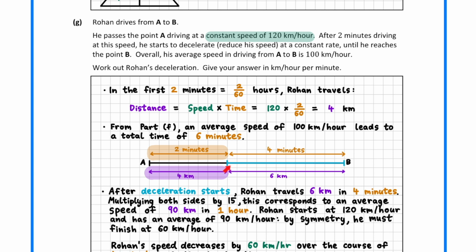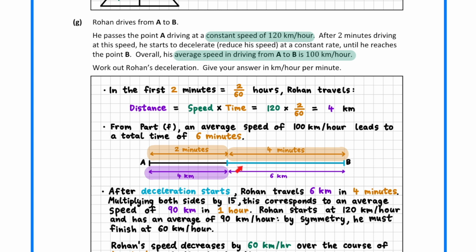In the second section, he decelerates at a constant rate. We are told that Rowan's average speed is 10 kilometers per hour, and from part F, we know that this leads to a total journey time of 6 minutes. Since the first section lasted 2 minutes, the second section of the journey must last the remaining 4 minutes.